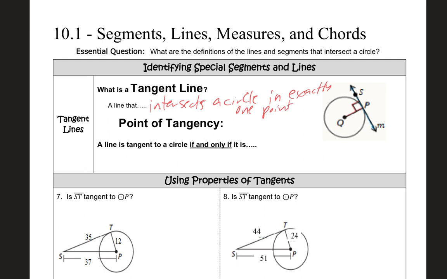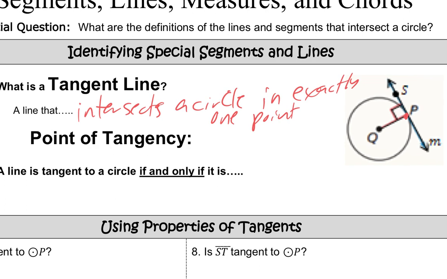Okay, so if we look right over here, this is a tangent line, and the point right over here, P, that's called the point of tangency. So the point of tangency is where it crosses. So this line right over here that touches just at one point is called a tangent line.